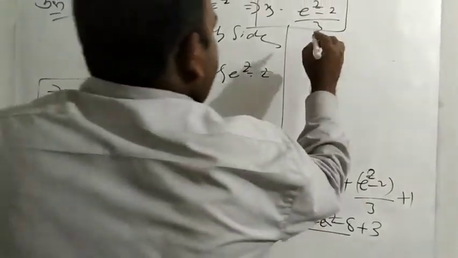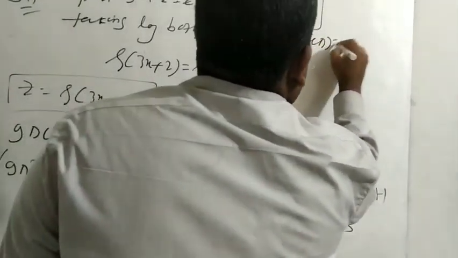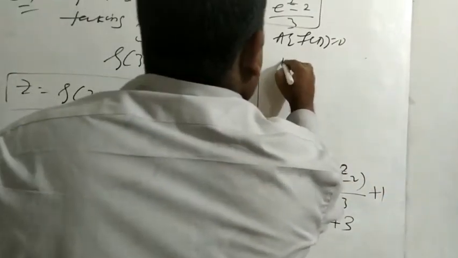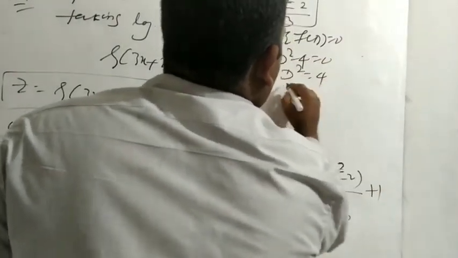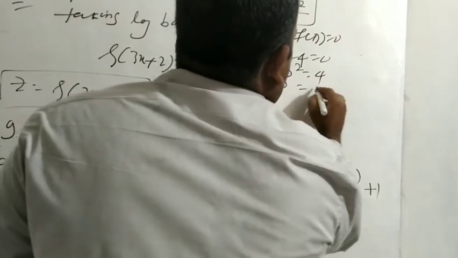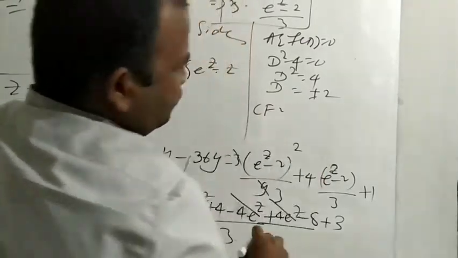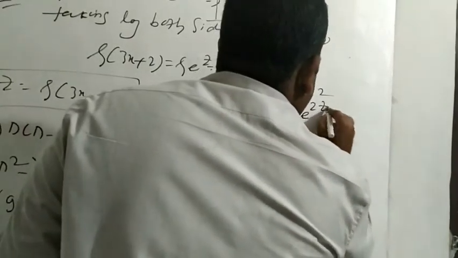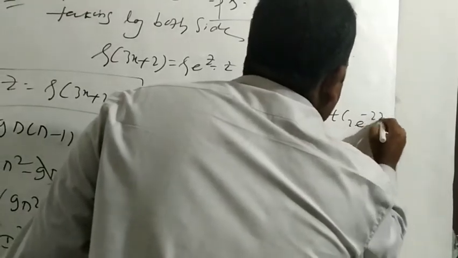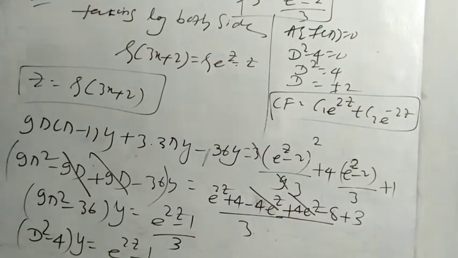Okay, so what is the auxiliary equation? F of d equals to 0. So this is d square minus 4 equals to 0, d square equals to 4 and d equals to plus or minus 2. So what is the value of CF? So CF equals to C1 e raised to 2z plus C2 e raised to minus 2z. Okay, so now you will find the PI.